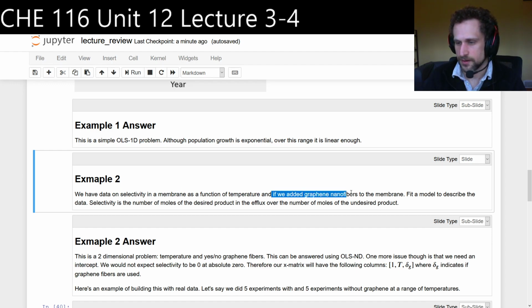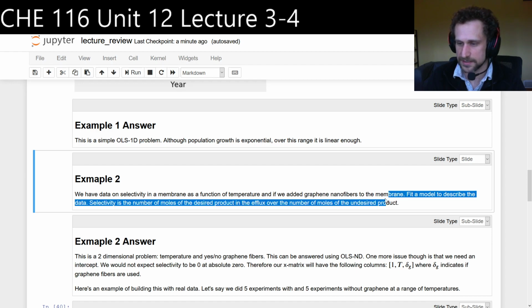And everyone likes to do this in science: they like to put graphene or nanofibers inside of things to make them better. It helps your publication impact factor. So maybe they put graphene nanofibers in there, and then you can see, does that help the membrane? This is an example of a categorical variable, right? It's a yes or no question.